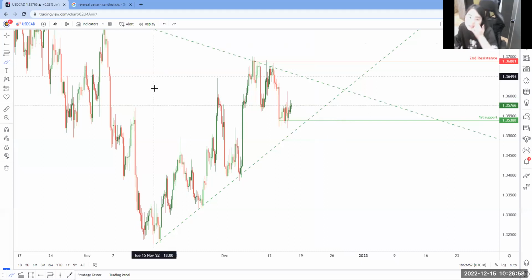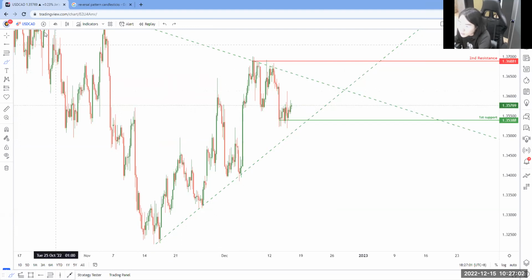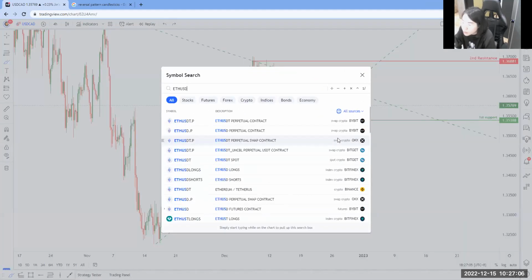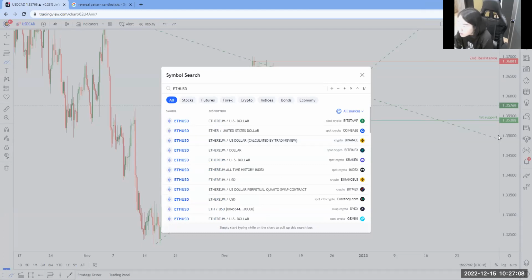We don't decide where price is going. We let price decide for itself where it thinks it's going. Okay, so that's USD CAD. Don't worry, we still have time. We can still look at other Forex pairs. In the meantime, we can just look at Ethereum.